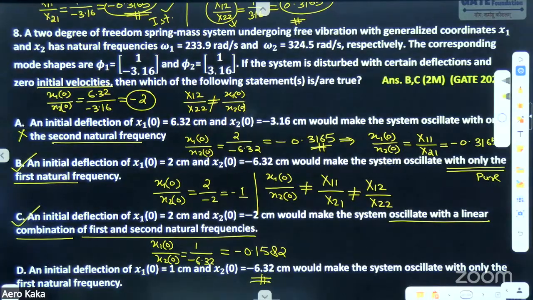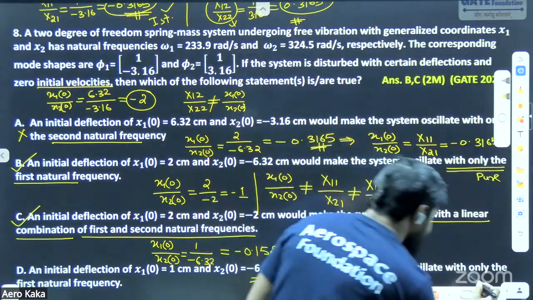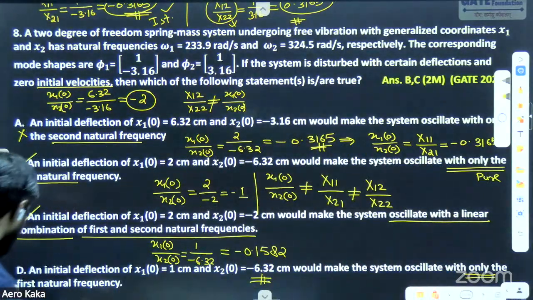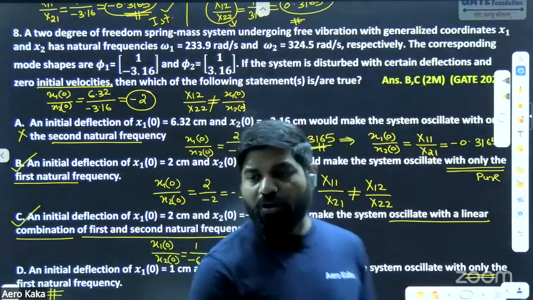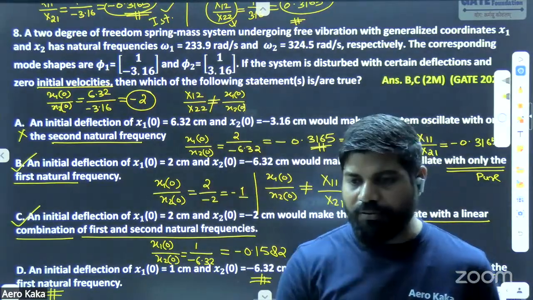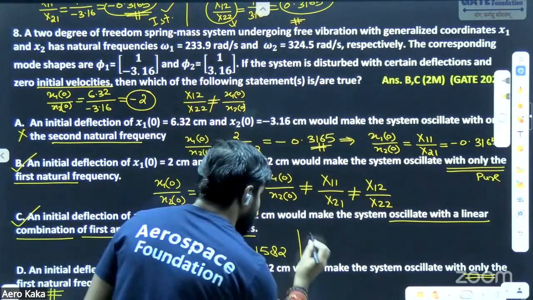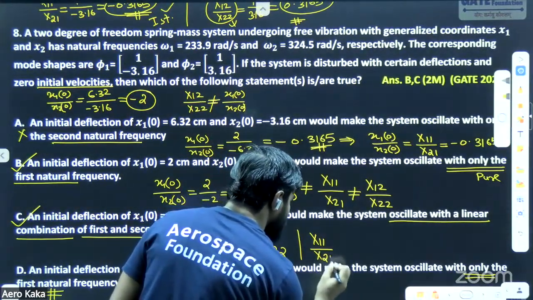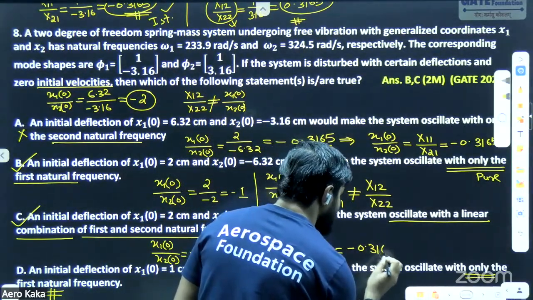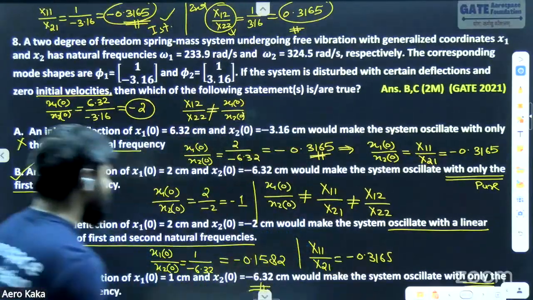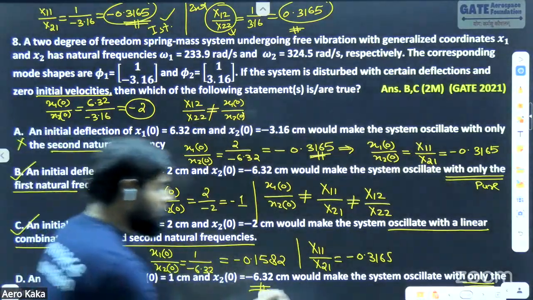An initial deflection of this and this centimeter will make the system oscillate with only the first natural frequency. Means what? Whether it is in pure mode or not. Alone means pure. Are these two ratios the same? Here x11 upon x21 is how much? Minus 0.3165. And here how much are you getting? Minus 0.1582. Meaning these two ratios are not the same.